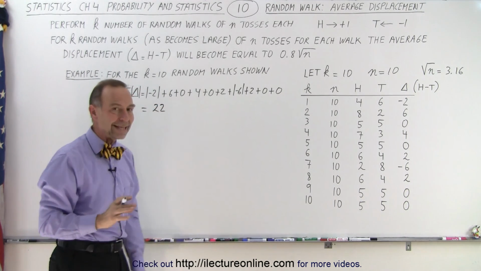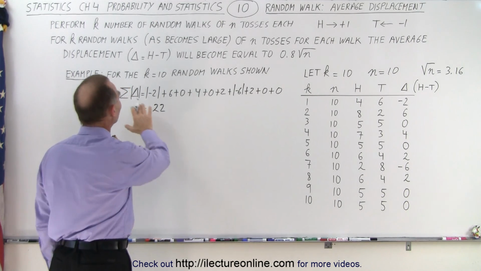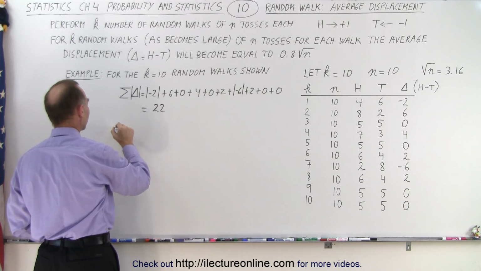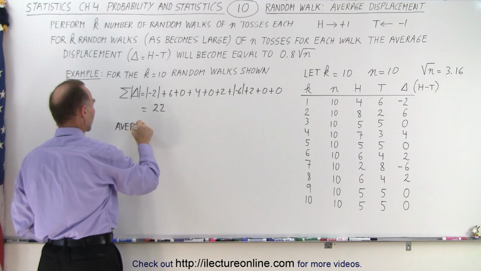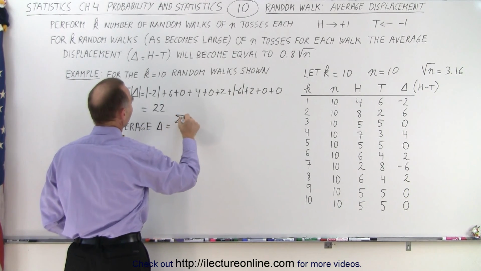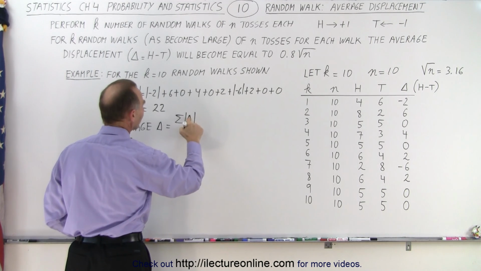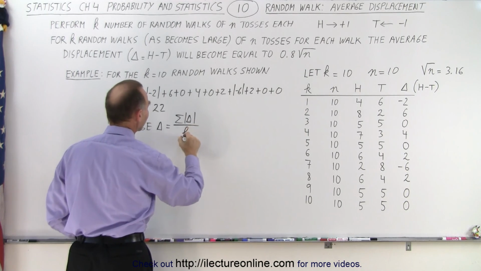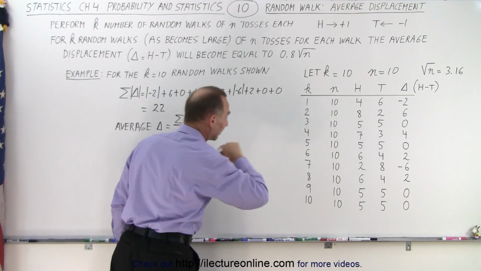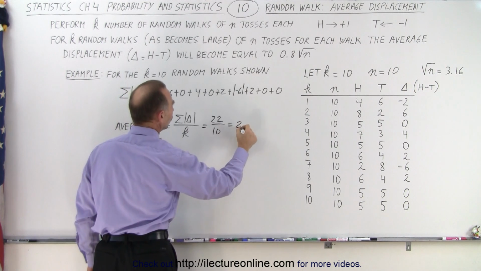All right, now we're going to take the average of the displacements. Got my numbers wrong here. The average of the displacements. So the average delta is equal to the sum of all the absolute values of the deltas, all divided by k, where k is the number of random walks. So this would be equal to 22 divided by 10, which is equal to 2.2.